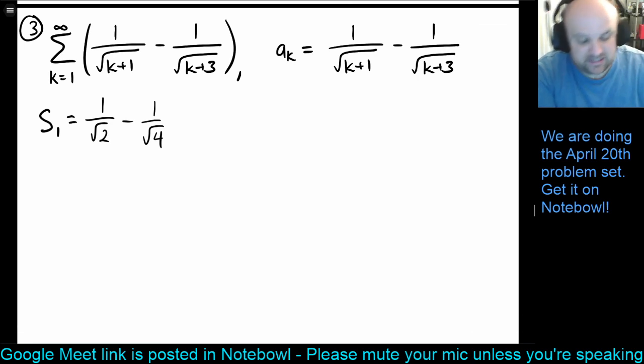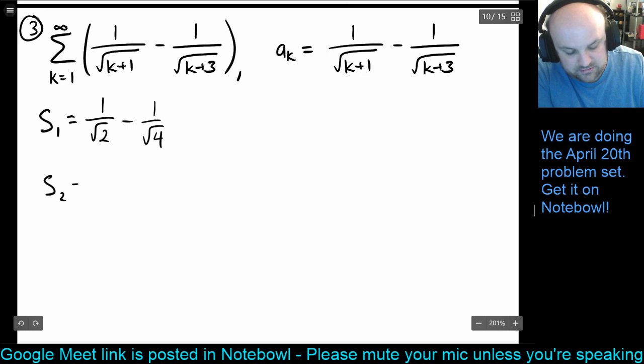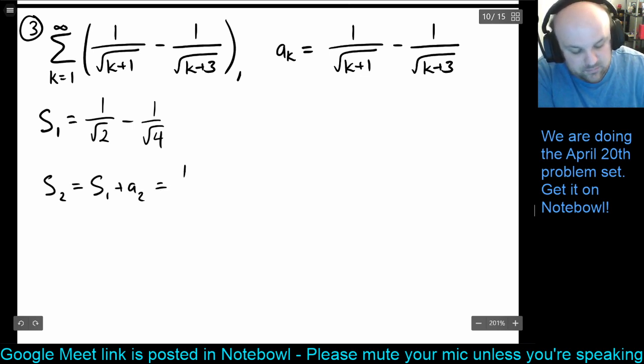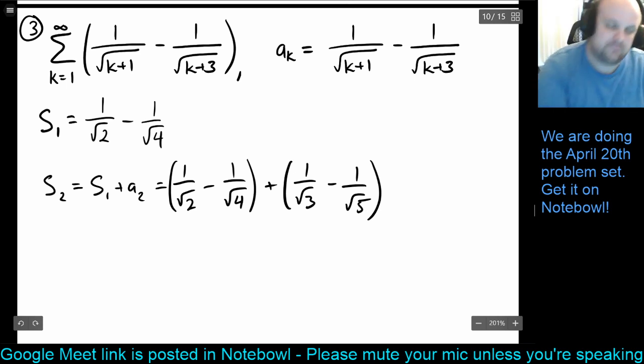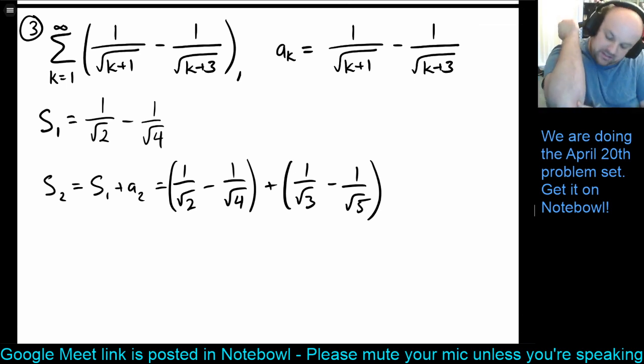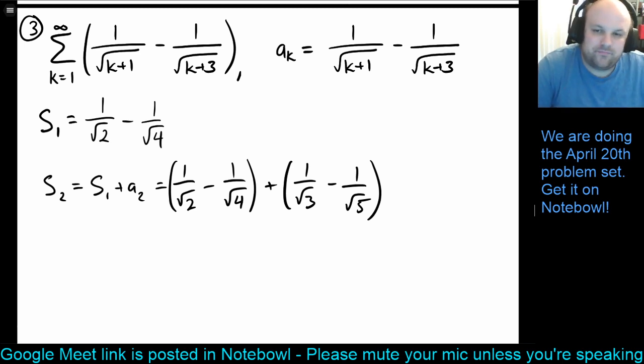Let's go ahead and write down S2. Right, so S2 is going to be S1 plus a_2. So this is 1 over square root of 2 minus 1 over square root of 4, and that's the first part, plus, when we plug in 2 here, we're going to get 1 over square root of 3 minus 1 over square root of 5. All right, so nothing fantastic has really happened here. Let's go to the next one.